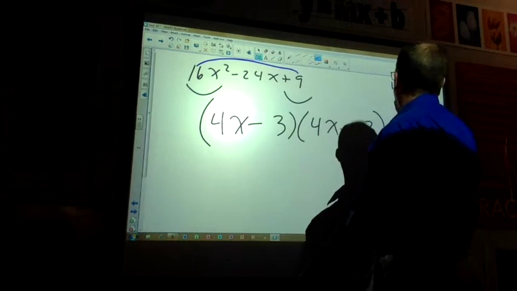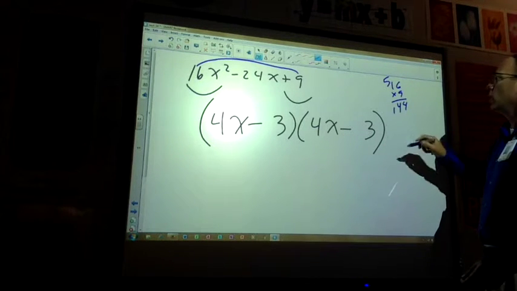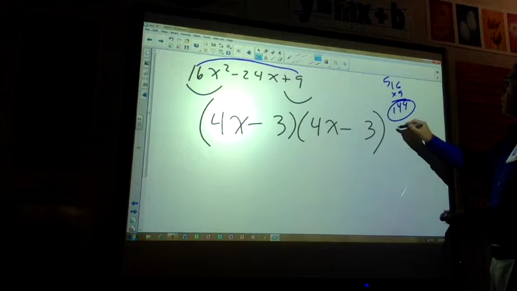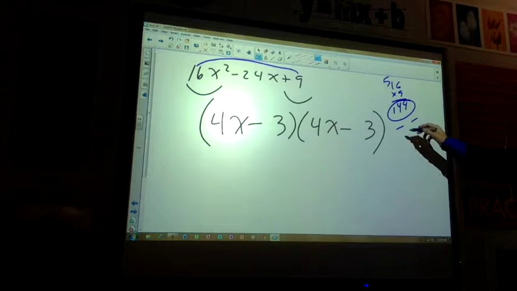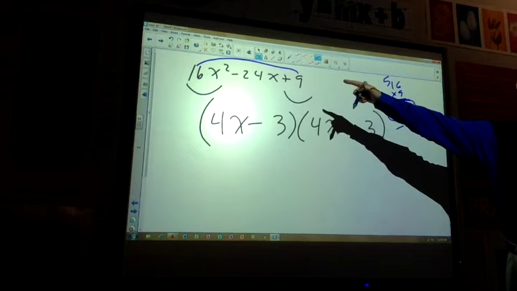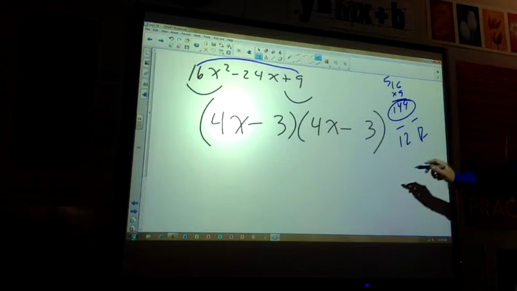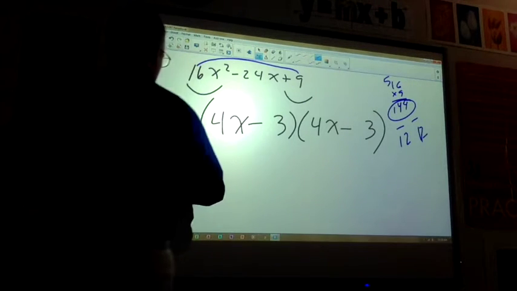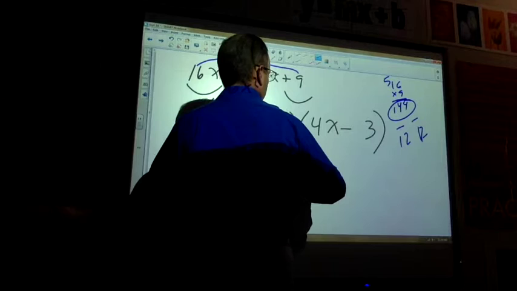16 times 9, I don't even know what that is. What's that, 144. So all the factors of 144, both being negative, that are going to work. It'll factor out. So you have to go through and figure it out. It comes down to what are the two factors, both negative, that add up to negative 24. 12 and 12. And then this would have worked out nicely if you had gone 16x squared minus 12x minus 12x plus 9.